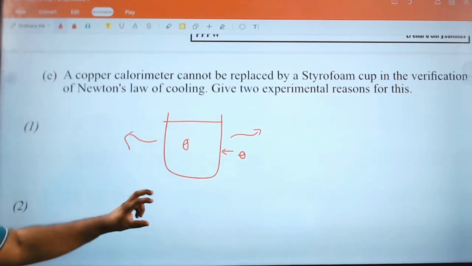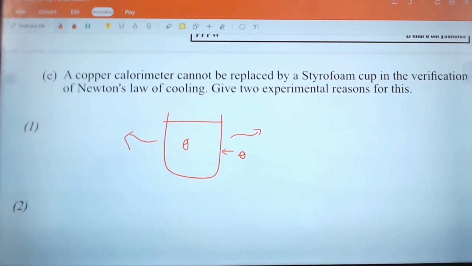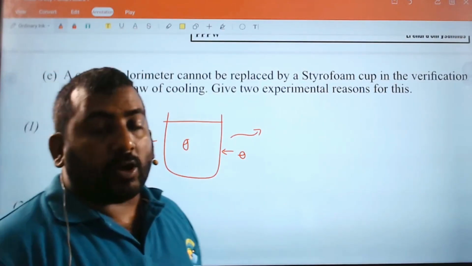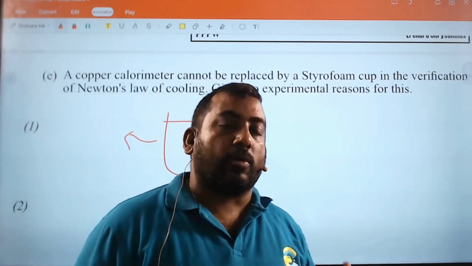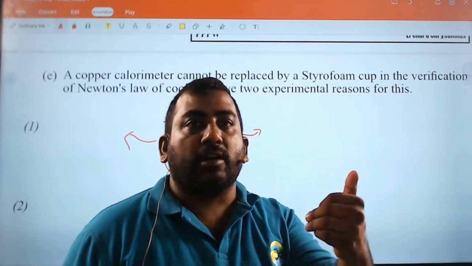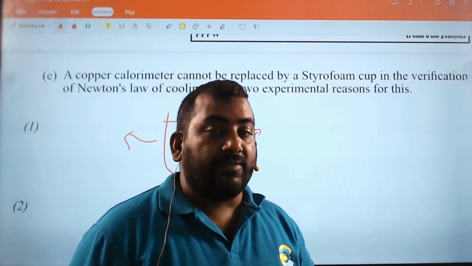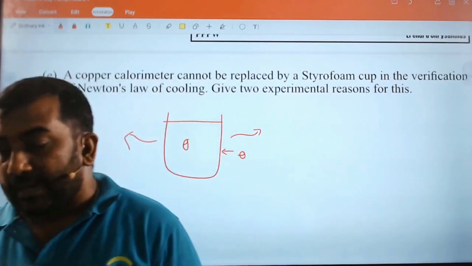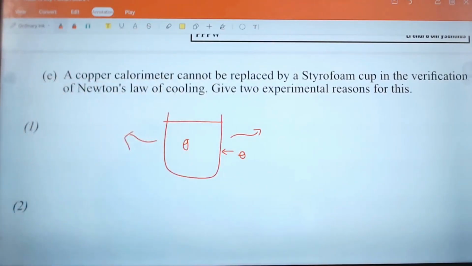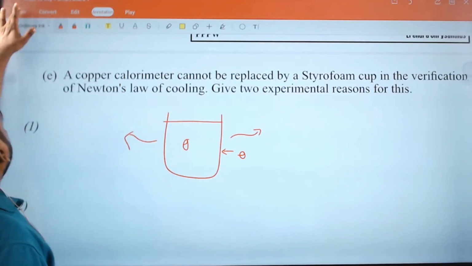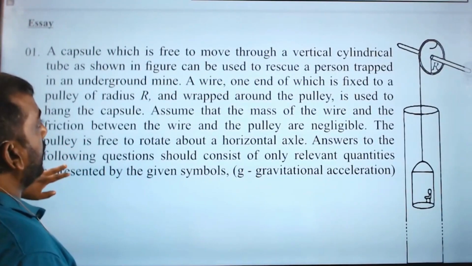Okay. Second one here. What else? The rate of heat loss to the surrounding is going to be very small. So it's difficult to draw a cooling curve. The rate of heat loss is going to be very, very small. Right.